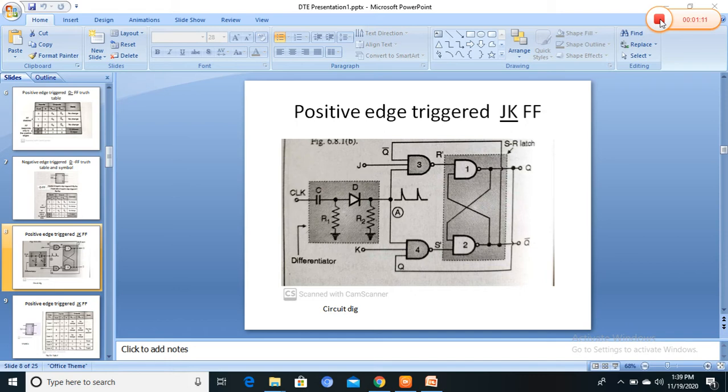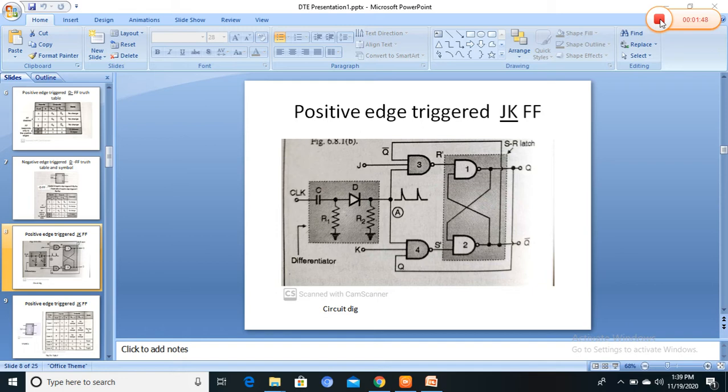NAND gates 1 and 2 form the basic SR latch, and there are two NAND gates, 3 and 4, having 3 inputs each. The outputs Q and Q bar are fed back to the inputs of gates 4 and 3. So S dash becomes K into Q into clock bar, and R dash becomes J into Q bar into clock bar.